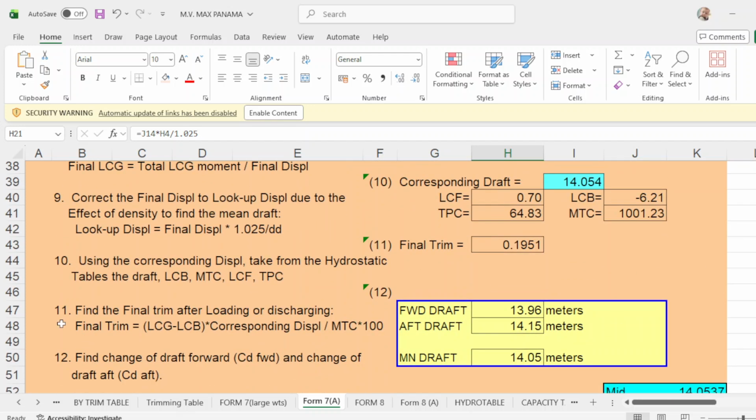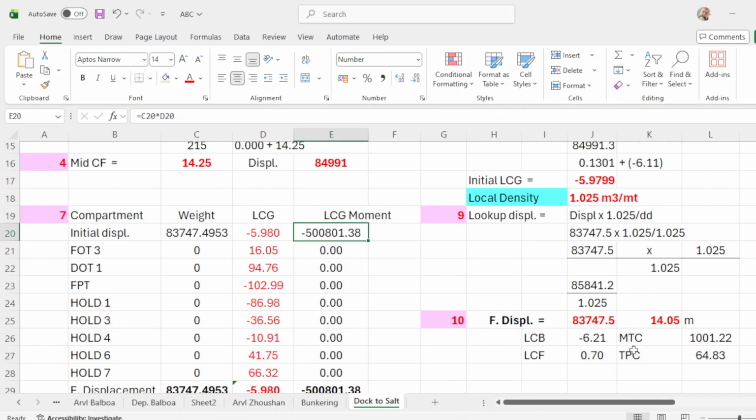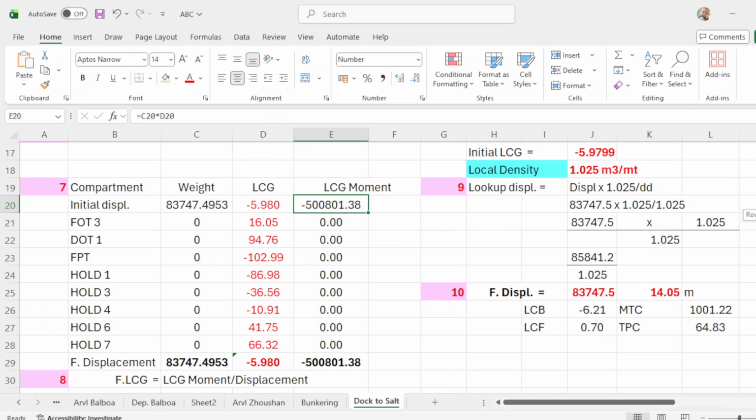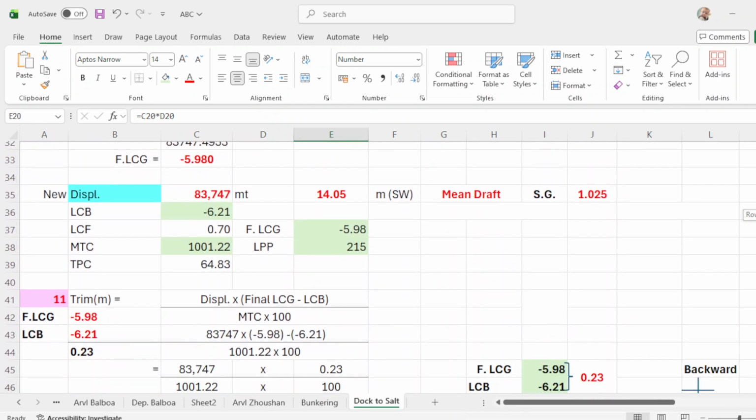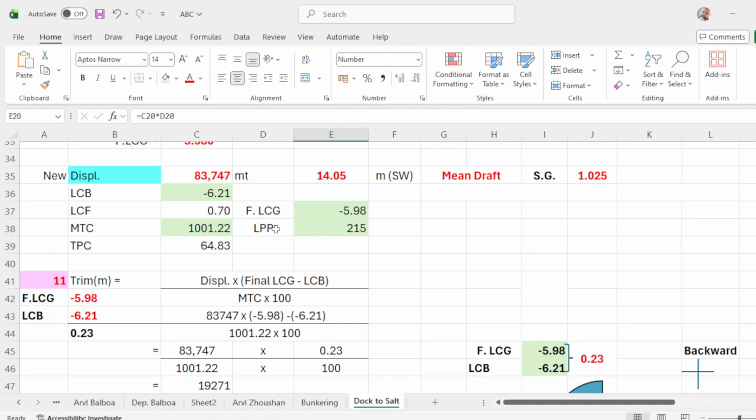Find the final trim after loading or discharging. Final trim is LCG minus LCB times your corresponding displacement over MTC times 100. So the answer to 11 is trim is 0.1951. So number 11, manual, this is 10. Okay, this is already the same with this one.